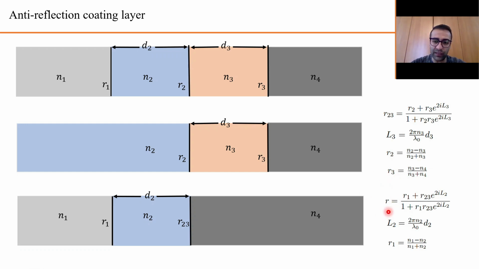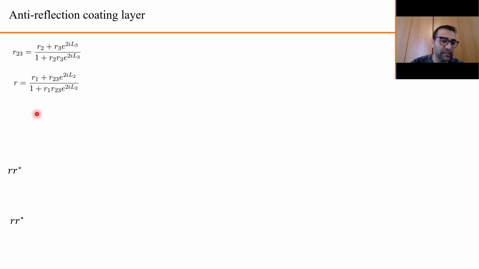If we define it with R, it will be R1 plus R23 exponential of 2iL2 divided by 1 plus R1 times R23 exponential of 2iL2, and again this time L2 will be 2 pi N2 divided by lambda naught times D2. R1 is N1 minus N2 divided by N1 plus N2, and we see that R23 should be this one. Therefore we have this equation and this equation, the same equations, and by substituting this into this, we have R should be like this.